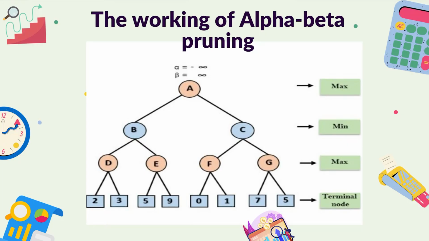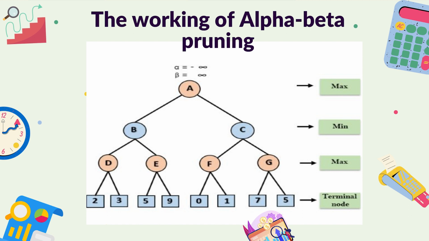Step 1. At the first step, the max player will start the first move from node A, where alpha is equal to minus infinity and beta is equal to plus infinity. These values of alpha and beta pass down to node B, where alpha is equal to minus infinity and beta is equal to plus infinity, and node B passes the same value to its child D.